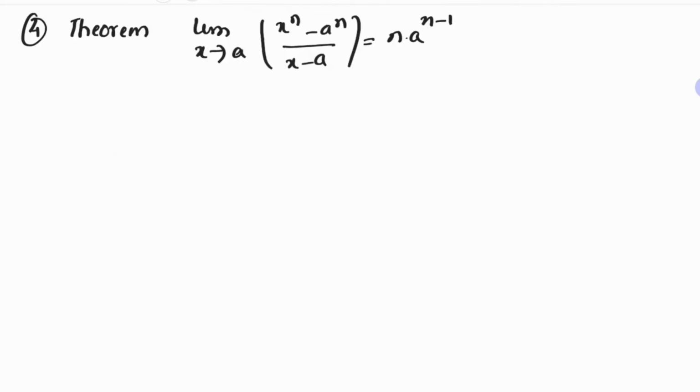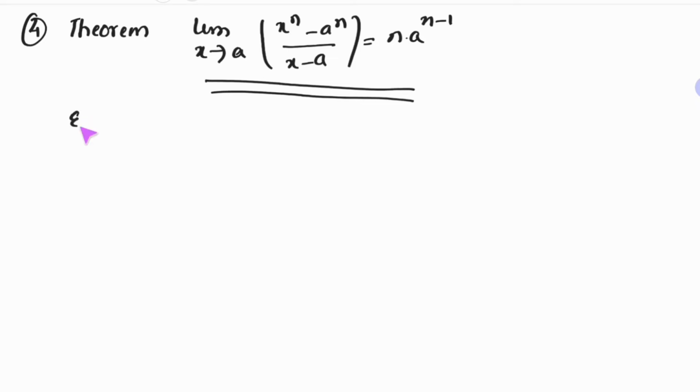So let's go to the fourth method of evaluating limits. The fourth method is nothing but applying the theorem. Theorem states that limit x tending to a, x to the power n minus a to the power n by x minus a is equal to n into a to the power n minus 1. So we will have to memorize this theorem. We will have to also understand the derivation of this particular theorem. So many a times they've asked in examination papers how to derive this particular formula. For now, let's memorize this theorem.